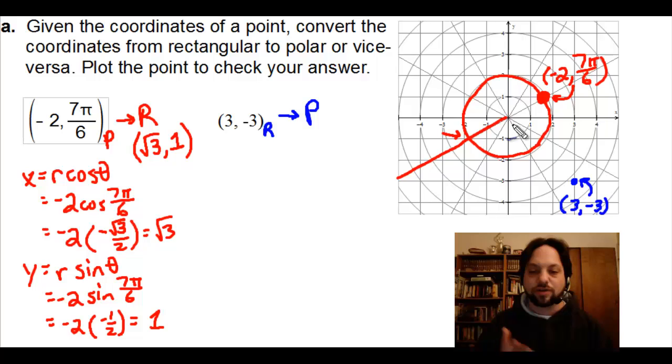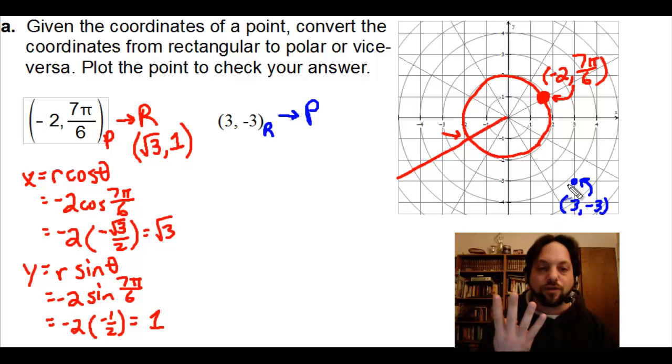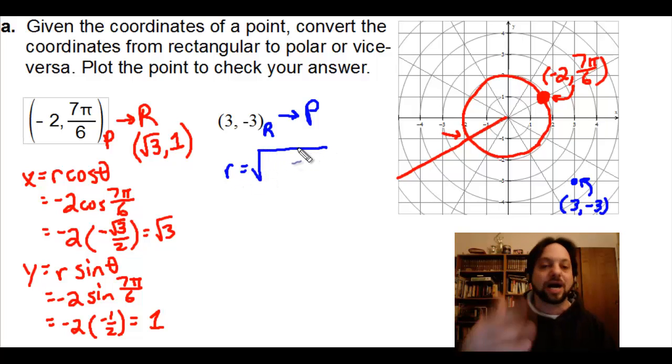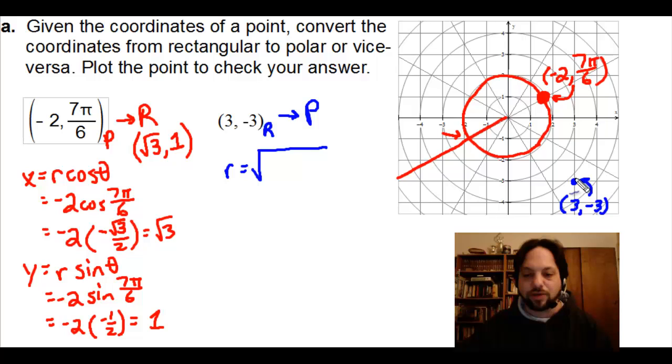So r, if you look very carefully at r, 1, 2, 3, it's just a little bit beyond 4 units away from the pole, just a little more than 4 units. So that unfortunately is not going to suffice here. So let's use our formula. We know that r is essentially the hypotenuse of a right triangle. In fact, if you want to see that right triangle, here it is.